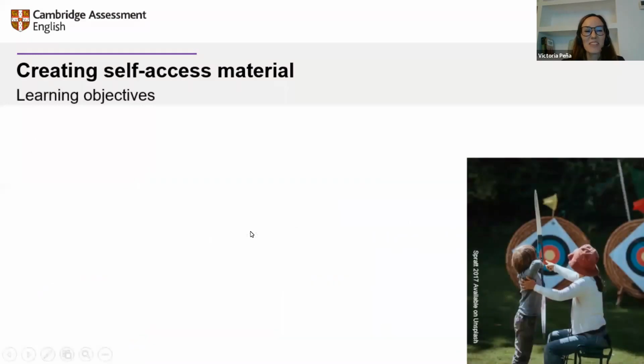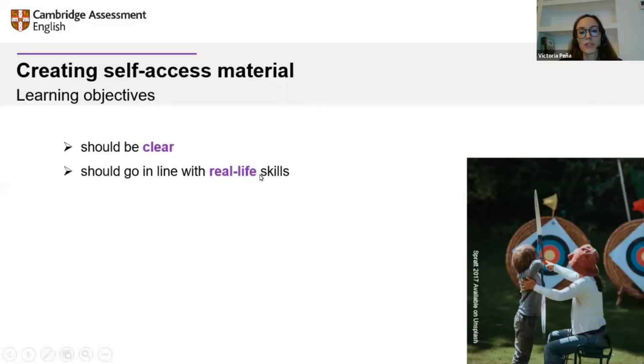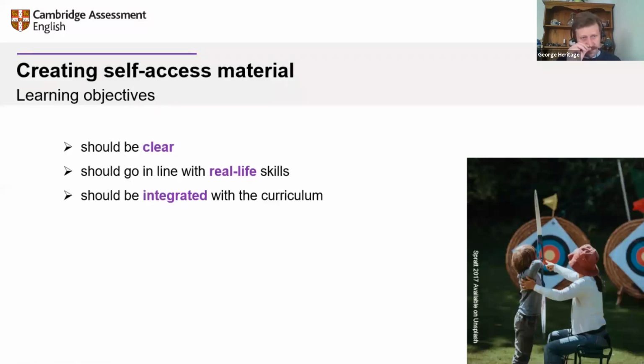Moving on. We are going to talk a bit more about learning objectives. And we are going to start by saying that, of course, they need to be clear for our students, their age, their level. So depending on that, they will need more or less support. Also, George? They should, as far as possible, go in line with real life skills. The learning needs to be meaningful for our students, which I think makes it more successful. Students need to see a clear connection between what they learn and what they actually need to be able to communicate in real life outside the classroom.